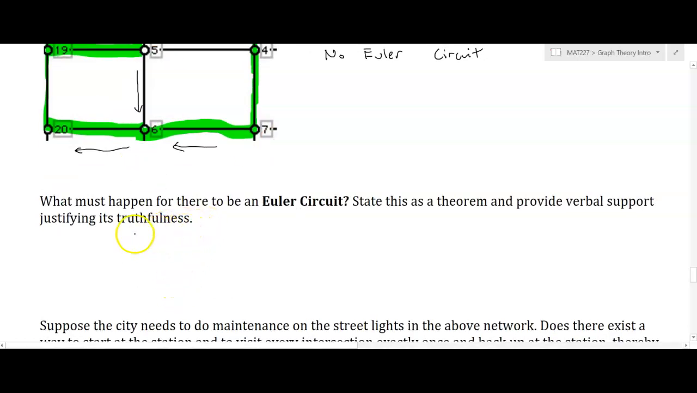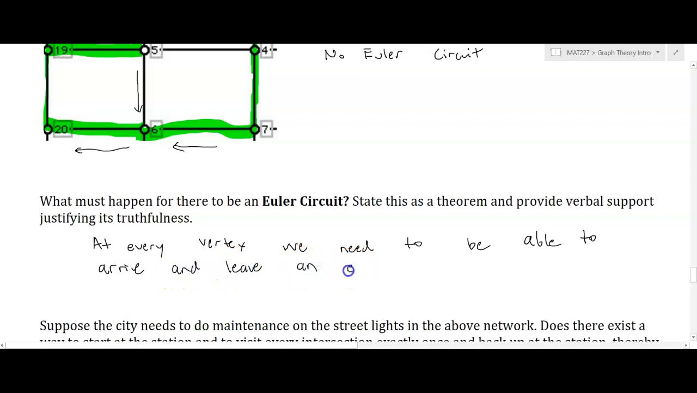So basically, first of all, at every vertex, we need to be able to arrive and leave an even number of times in order to avoid traversing the same edge twice.